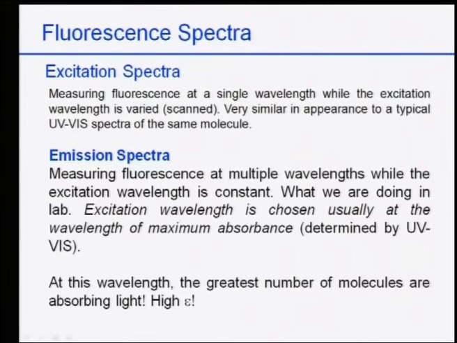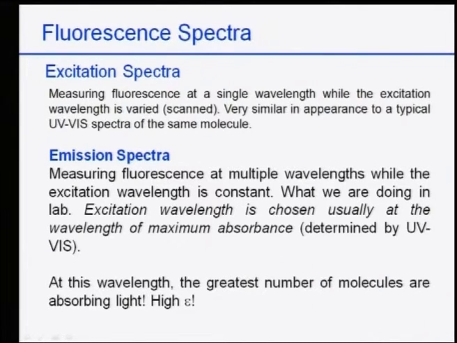Obviously there are two kinds of spectra: one is the excitation spectrum, the other is the emission spectrum. The excitation spectrum measures the fluorescence at a single wavelength while the excitation wavelength is varied, scanned. So, you can vary the excitation wavelength and measure the fluorescence. It is very similar to a typical UV-visible spectrum, where we just scan the wavelengths of the radiation and measure what is coming out.